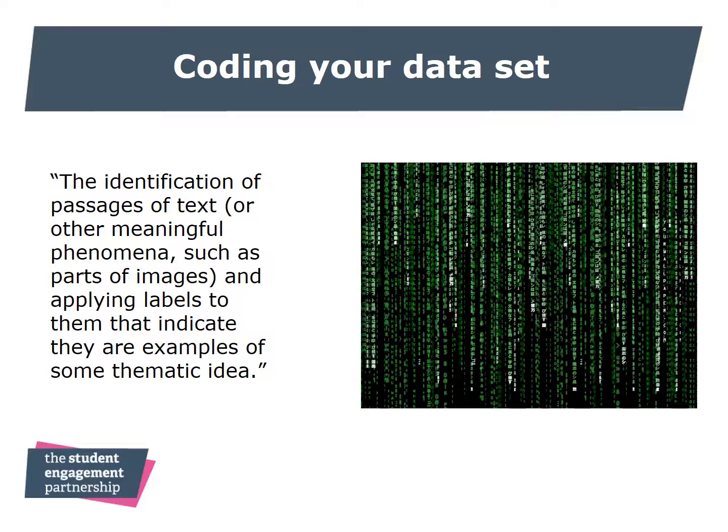When we talk about coding, the formal definition is the identification of passages of text or other meaningful phenomena, such as parts of images, and applying labels to them that indicate they're examples of some thematic idea. At its simplest, this labelling or coding process enables researchers quickly to retrieve and collect together all the text and other data that they've associated with some thematic idea, so that they can be examined together and different cases can be compared in that respect. You're putting your responses into categories that will allow you to dig deeper into what exactly the issues are with, say, feedback or course organisation.